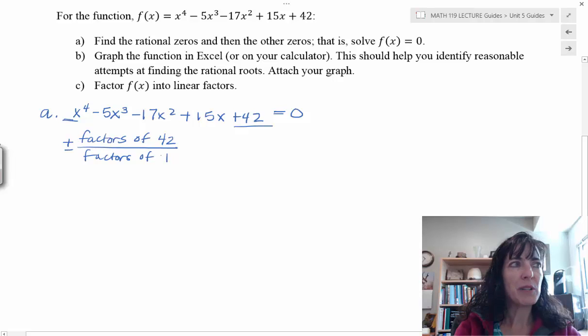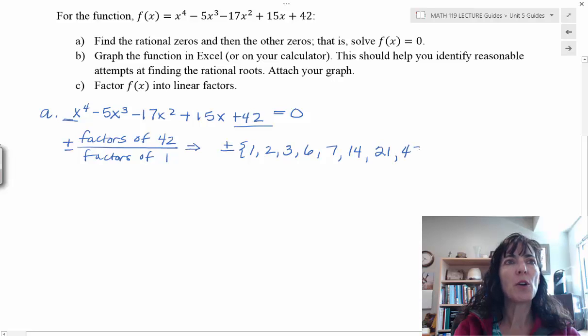And remember, that's got to be plus or minus. And that's going to give me plus or minus, since it's just over 1, then I can just list the factors of 42, and those are 1, 2, 3, 4 doesn't work, 5, no, 6 times 7, and then 3 times 14, 2 times 21, and 1 times 42. So I can list all those factors there. Of course, I'm going to start with the easy ones, which are plus or minus 1.